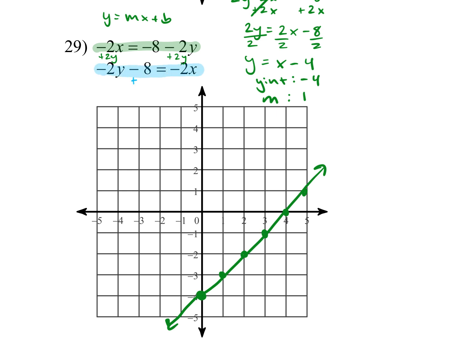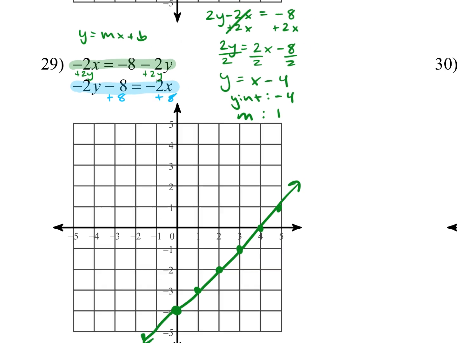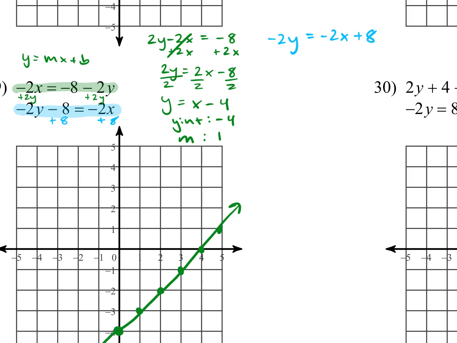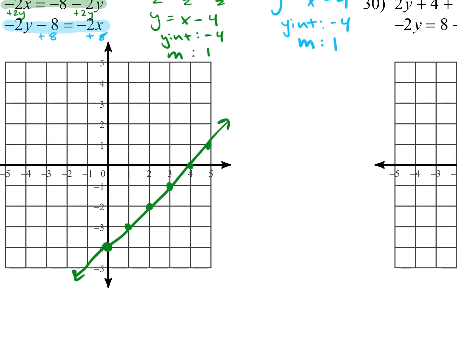First thing I want to do is add 8 to move it to the other side. So I have negative 2y is equal to negative 2x plus 8. Then we divide everything by negative 2. So y is equal to x minus 4. What's our y-intercept? Negative 4. What's our slope? 1. So we're going to put a point at negative 4, and we go up 1 to the right 1, up 1 to the right 1.